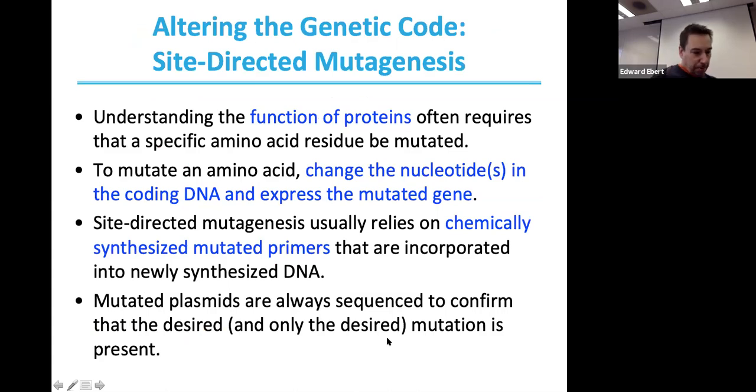Okay, so if we go back to my research, I want to make a site-directed mutagenesis in here. I need to change something here. A lot of times, if we make a mutation in a protein, we can figure out what that protein is doing or why that sequence is important. So to do that, we will change maybe one codon, sometimes two codons, to end up getting an mRNA that's slightly different, so we can get a protein with a different amino acid in there. So we change our nucleotides in the coding DNA and express the mutated gene. We're often going to use chemically synthesized primers that are incorporated into the DNA.